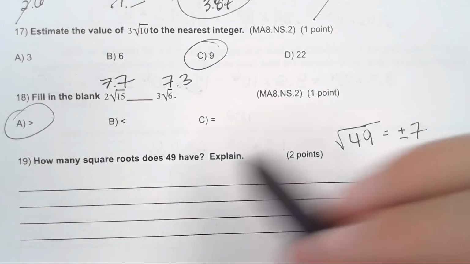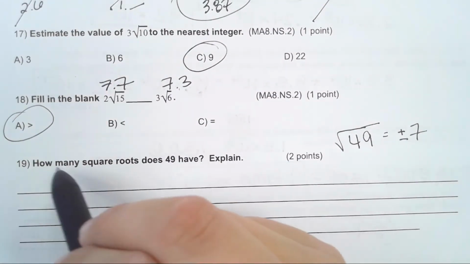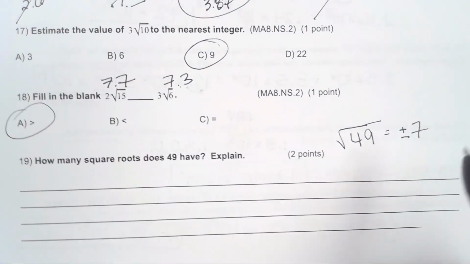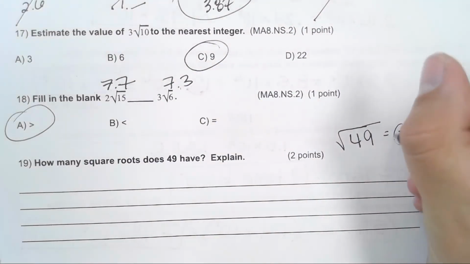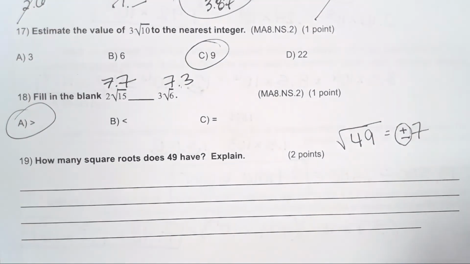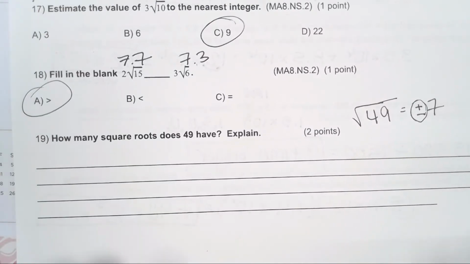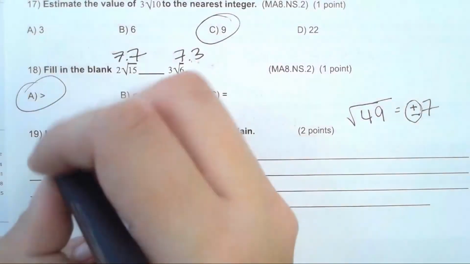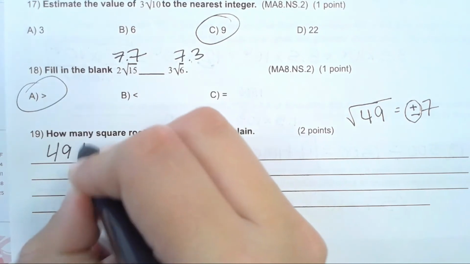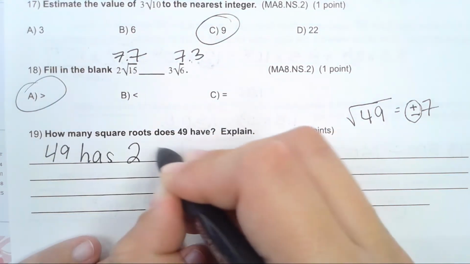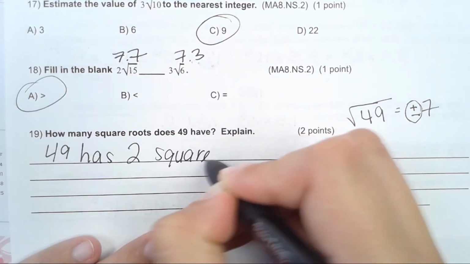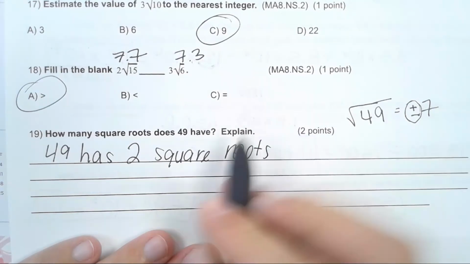So what you guys have to say here, when you're trying to figure out how many square roots 49 has, is you need to tell me that there's two answers, because the positive 7 times 7 is 49, but also the negative 7 times negative 7 is 49. So you guys just need to explain that in words. So I'm going to say 49 has 2 square roots, and then you just need to explain why.